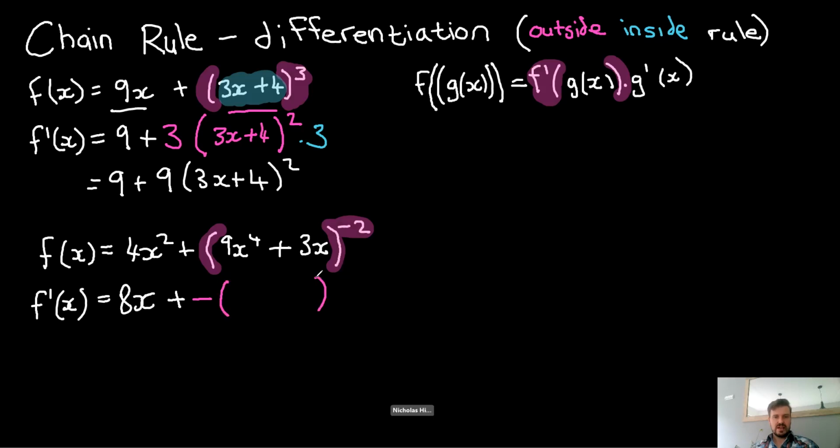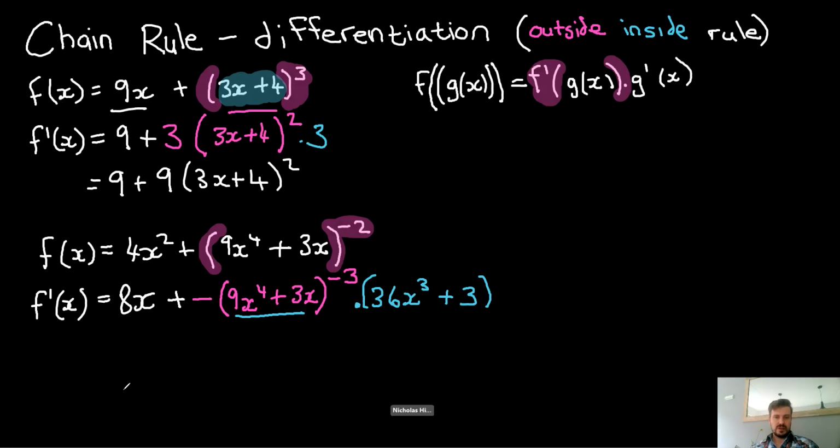The rest of the outside bit, -2, -3, -1 is -3. I leave the inside alone because remember, it's the outside inside rule. So I'm just doing the outside first. Then I do the derivative of the inside. So 4 times 9 is 36. X, and then 4 minus 1 is 3. So 36x to the 3. So I've used the power rule there. Plus, and then 3. Okay.